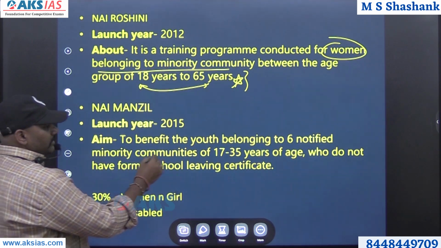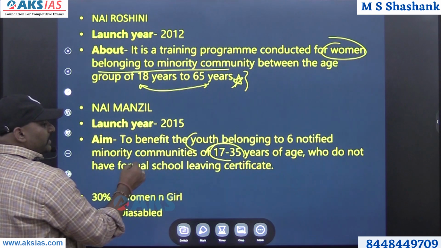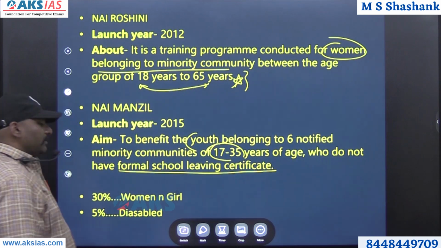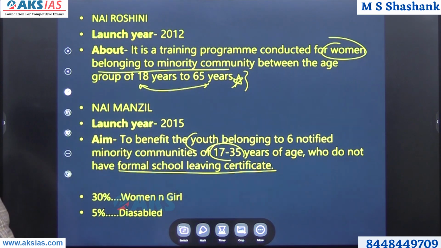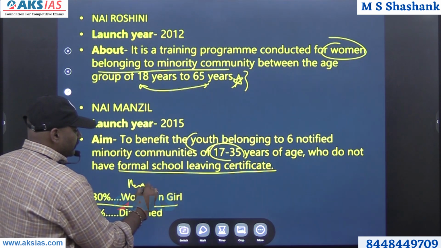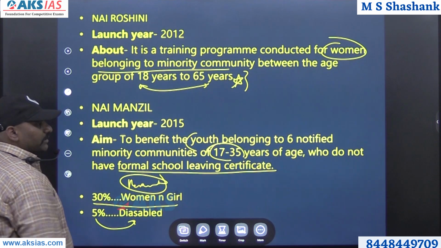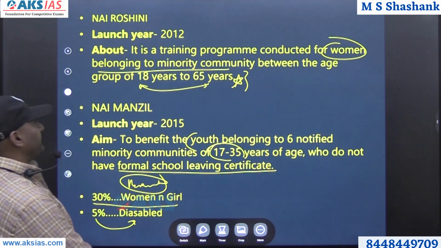Nai Manzil, youth 17 to 35 years of age. 6 notified communities are there. 4 months school leaving certificate. Okay, those who do not have this, then this particular program is useful. For women under Nai Manzil, 30% reservation is there. Reservation for 30% of women and girls and 5% for the disabled. So under Nai Manzil, if you remember this, I think that should be more than sufficient.